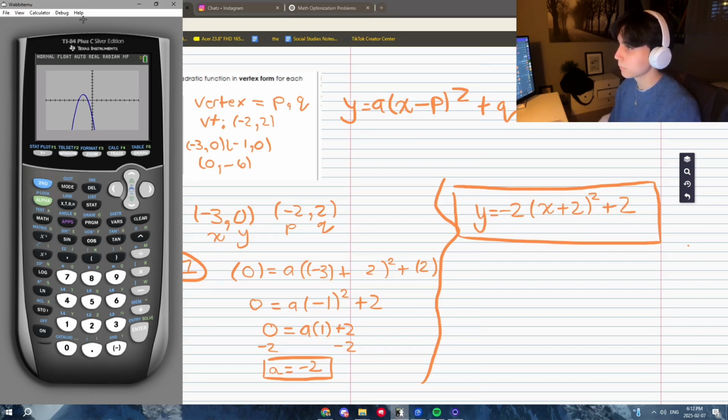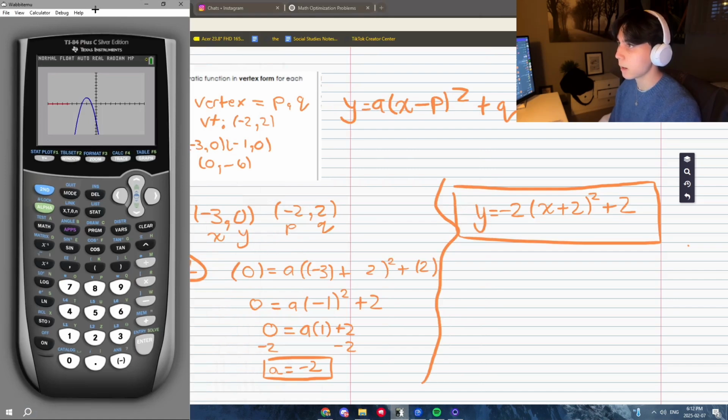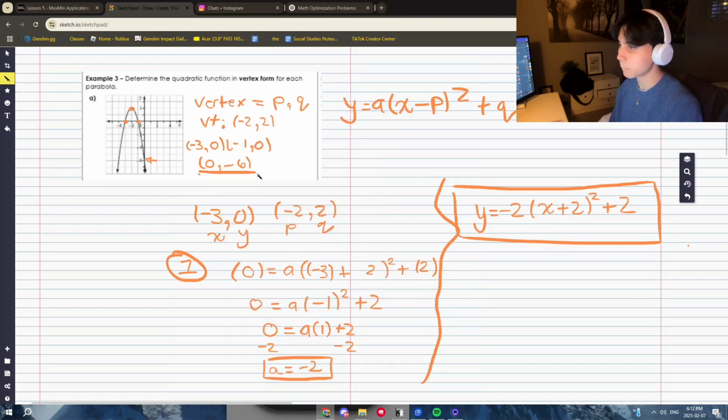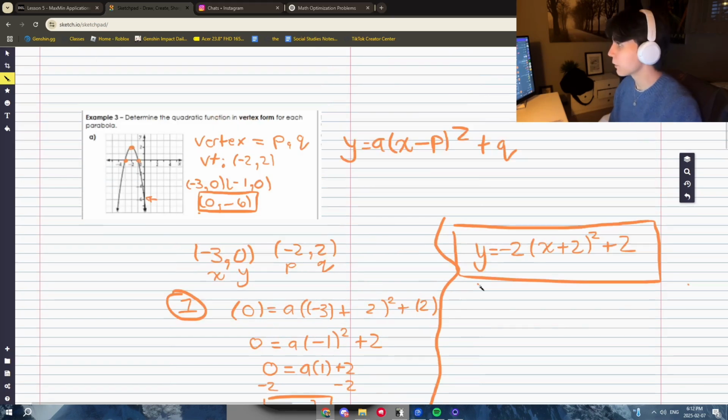So if we compare to our sketch here, we can see that we have an intersection at -3, 0, one at -1, 0, and our vertex looks to be about -2 and 2. And we can actually test our y-intercept to see if it matches. So we set x equals 0, and it gives us -6, which actually matches up to this point here. So that's how we know this line is correct.